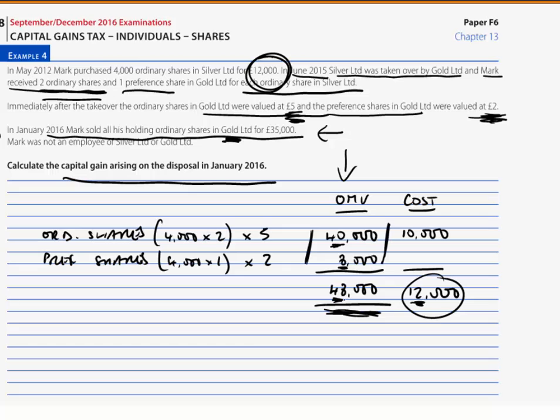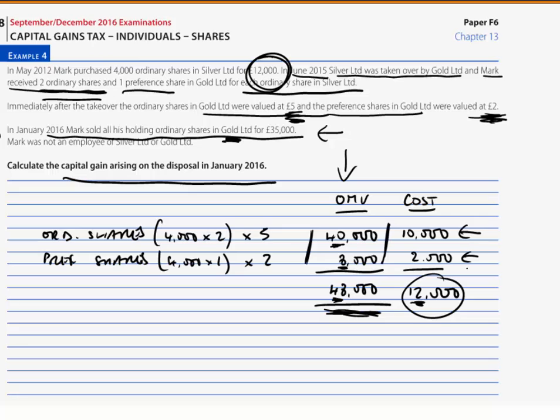8,000 out of the 48, 8/48ths of the £12,000, that will be the balance of £2,000 of cost, will be allocated to the preference shares. So you now know that going forward, the ordinary shares in Gold will be deemed to have cost £10,000 and the preference shares in Gold will be deemed to have cost £2,000. At the time of takeover, no gain crystallised. This is purely a paper for paper, a share for share transfer.